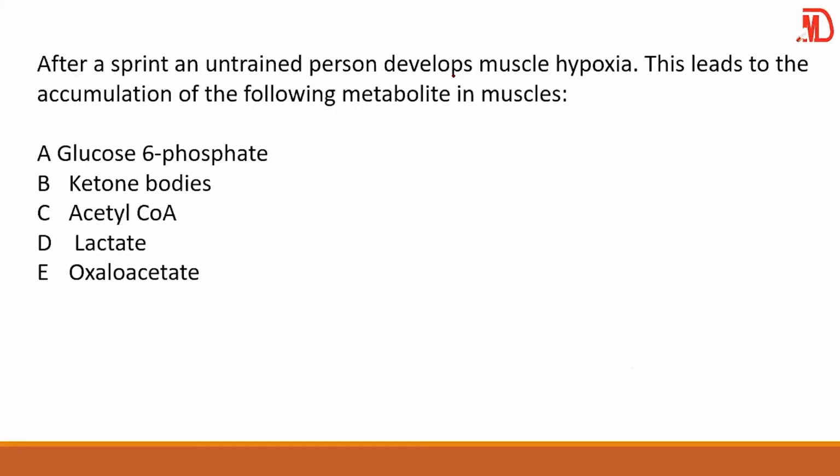All right. It's the same question, but they're always twisting the question so you can get it wrong. But please be alert. Now look at this question too. After a sprint, that means somebody is running, an untrained person develops muscle hypoxia. That means low amount of oxygen. Now, this leads to accumulation of what in the muscles? Of course. We've talked about this severally. So again, you are thinking of lactic acid or lactate, because it is involved in anaerobic respiration. Because there's no oxygen. So here, your answer is lactate.